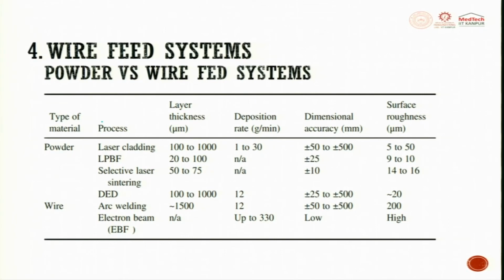So, now here let us compare between layer thickness, deposition rate, dimensional accuracy, surface roughness with powder, which can be used for laser cladding. You can try to have layer thickness from 100 microns to 1000 microns. Deposition rate will be 1 to 30 grams per minute. Dimensional accuracy will be 50 to 500 millimeters plus minus. Surface roughness will be 5 to 50 Ra microns.